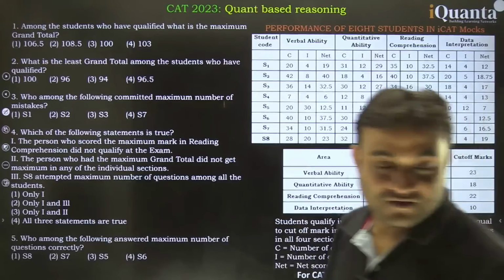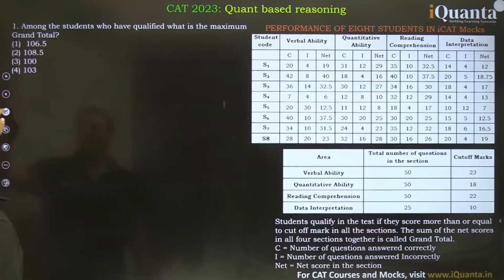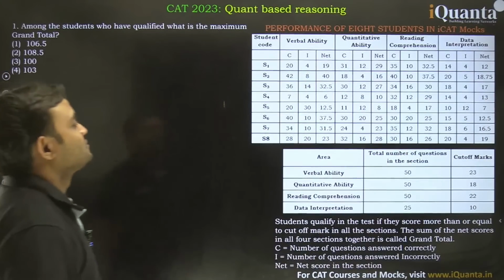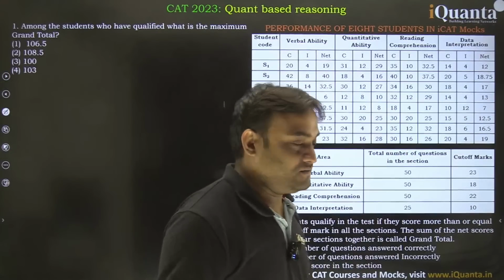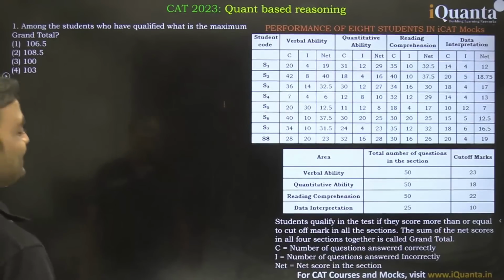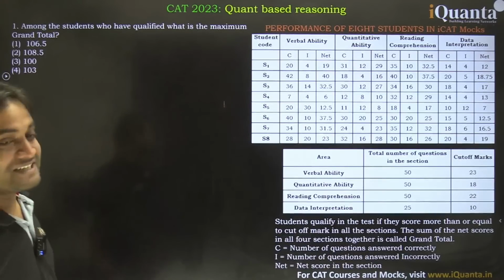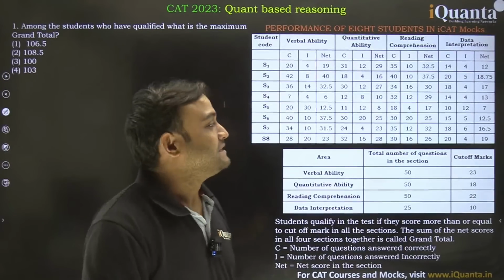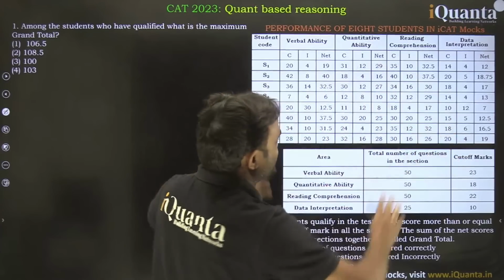Okay. So let's solve this. This is an easy set, okay? So don't ask me if this is CAT level or not. But this set has a different motive, okay? That you can see a big table.